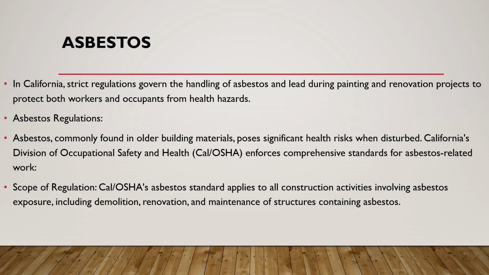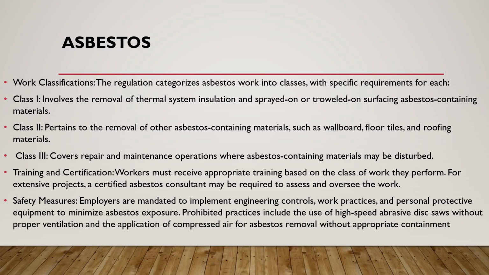Scope of the regulations. The OSHA asbestos standards apply to all construction activities involving asbestos exposure, including demolition, renovation, and maintenance of structures containing asbestos. Work classifications. The regulation categorizes asbestos work into classes with specific requirements for each. Class 1 involves the removal of thermal system insulation and sprayed-on or troweled-on surfacing asbestos-containing materials. Class 2 pertains to the removal of other asbestos-containing materials such as wallboard, floor tiles, and flooring materials. Class 3 covers repairs and maintenance operations where asbestos-containing materials may be disturbed.